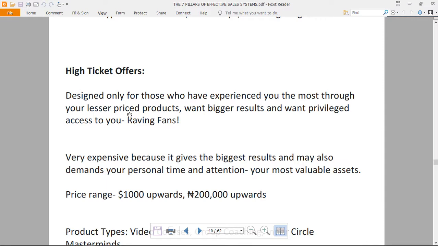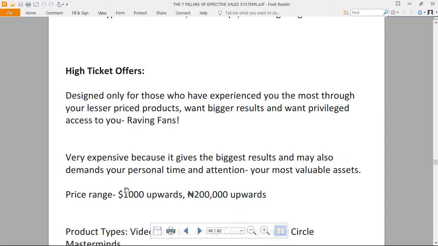And they also want that direct one-on-one access to you, because at this point your time is now your most privileged access. It's your most expensive currency right now. So it's very expensive because it gives the biggest results and it also demands your personal time and attention, which happens, like I said, to be your most valuable asset.